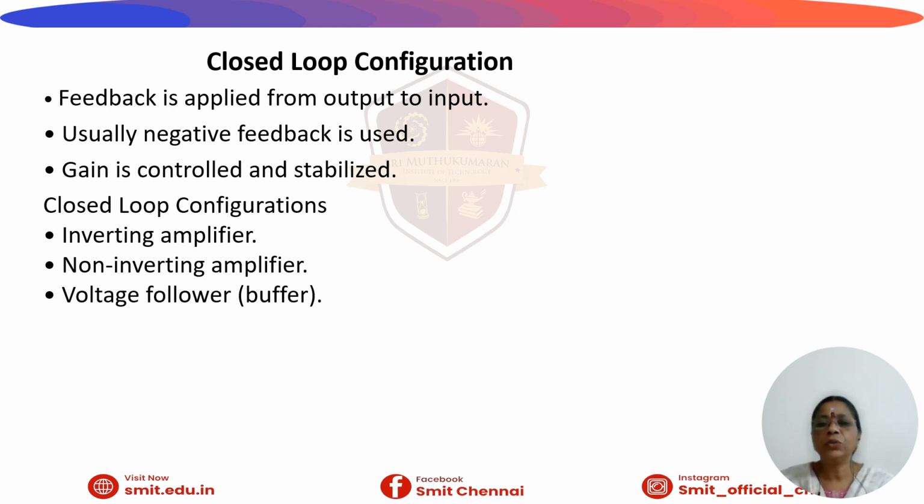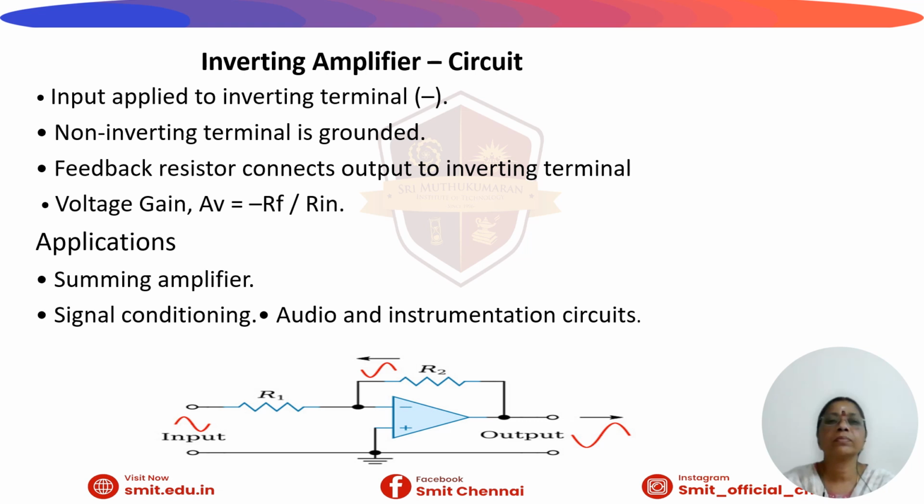The gain is reduced and it is designated as closed loop gain ACL, and it is dependent on external components, resistors or capacitors, and not the amplifier's internal characteristics. The closed loop configuration is majorly classified as inverting amplifier, non-inverting amplifier and voltage follower. We will discuss the circuit of inverting amplifier.